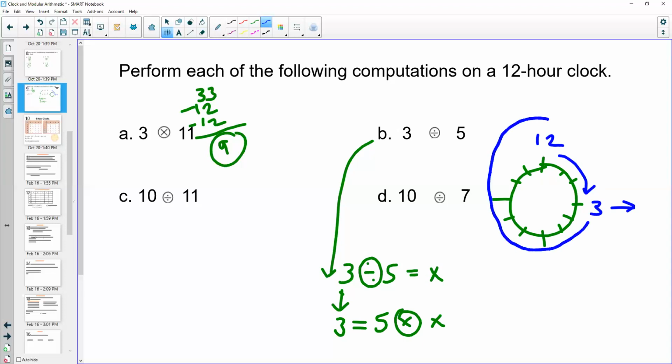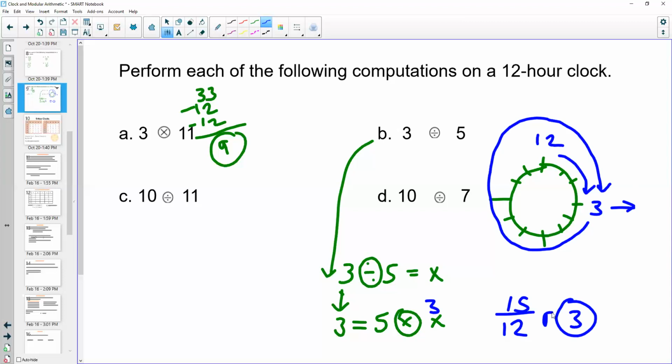So that's 12 hours, and then 3 more gets me to 15 hours, right? 5 times something is 15. 15 divided by 12 would get me a remainder of 3. So 5 times 3 is 15. That's going to be a 3. Okay? That's going to be 15. If I take 12 out of there, I get 3 left over. So that's going to be my answer.